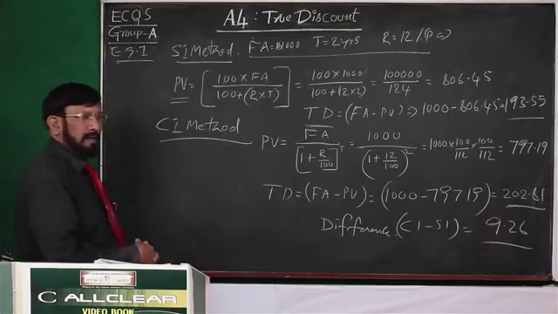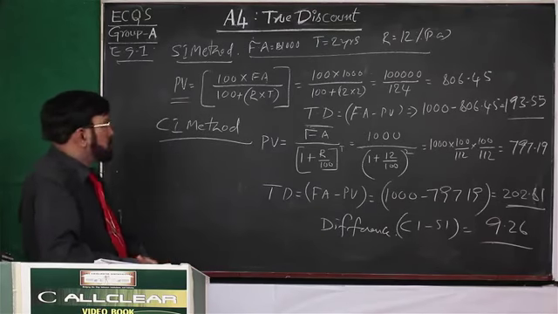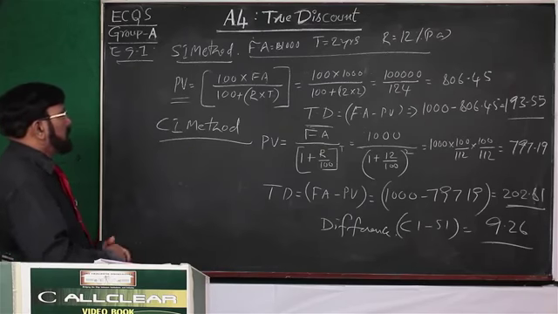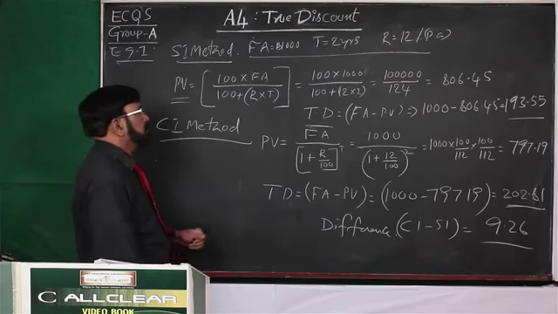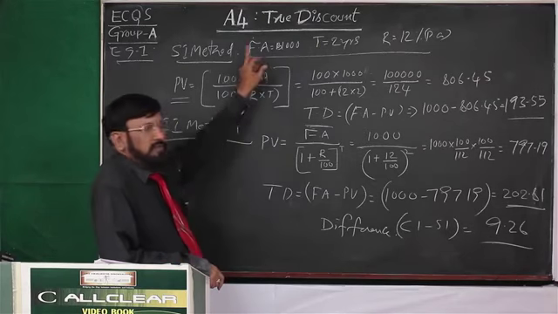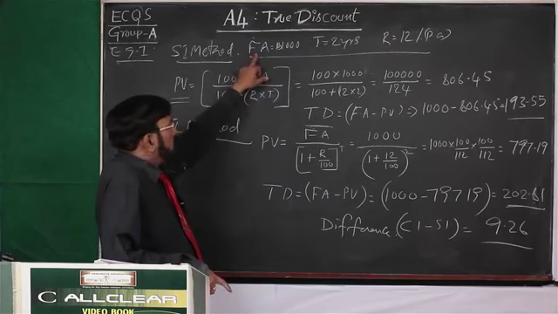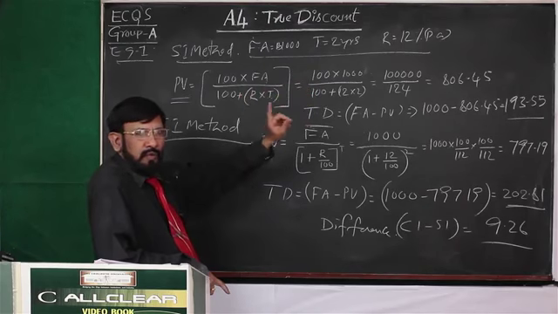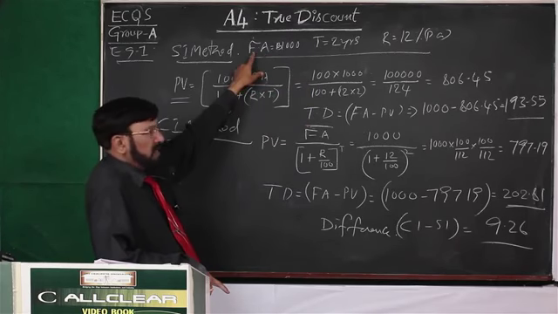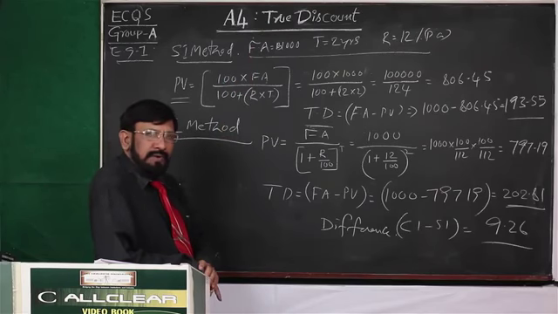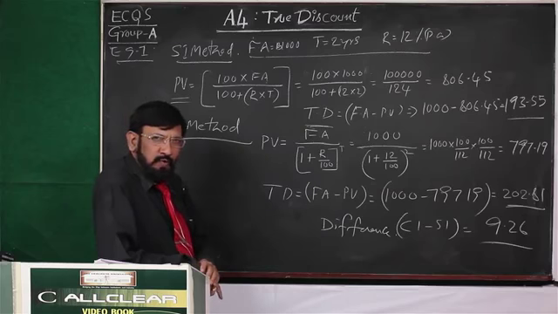Now, let us crystallize our knowledge by considering some examples on these concepts. Simple interest method. Future amount, always for the sake of differentiation, in this context, you call it as future amount. That's why I have written FA. Normally, in simple interest and compound interest calculations, use the term amount.